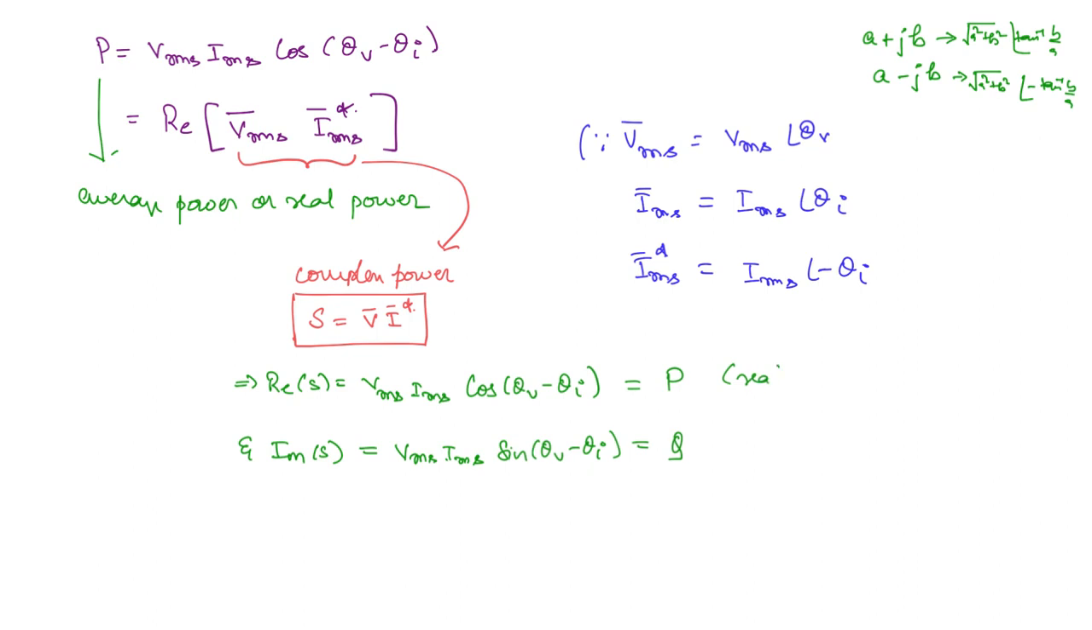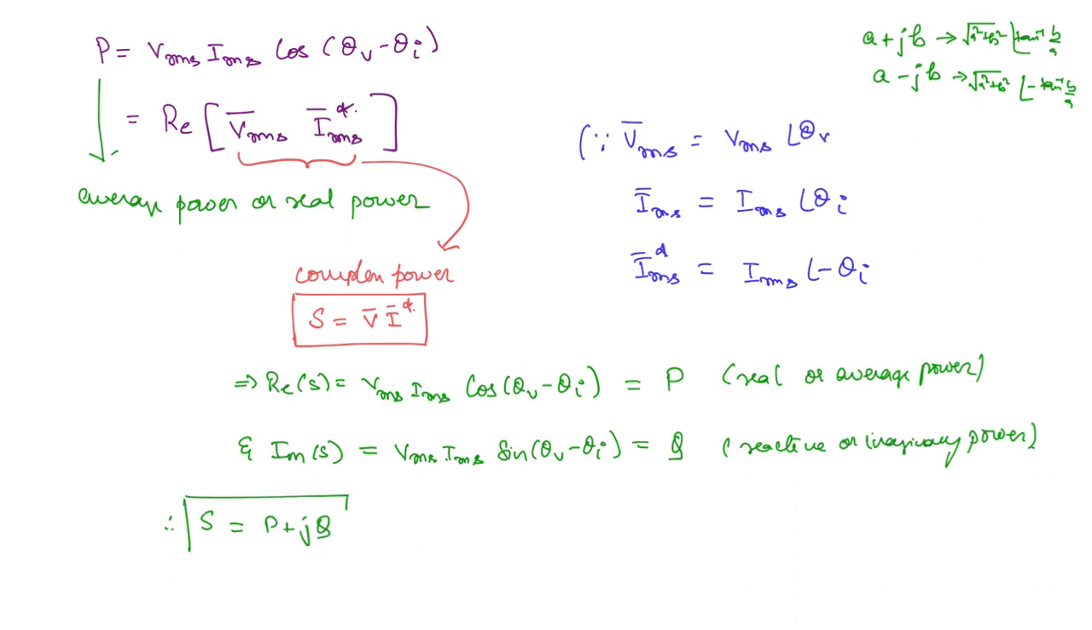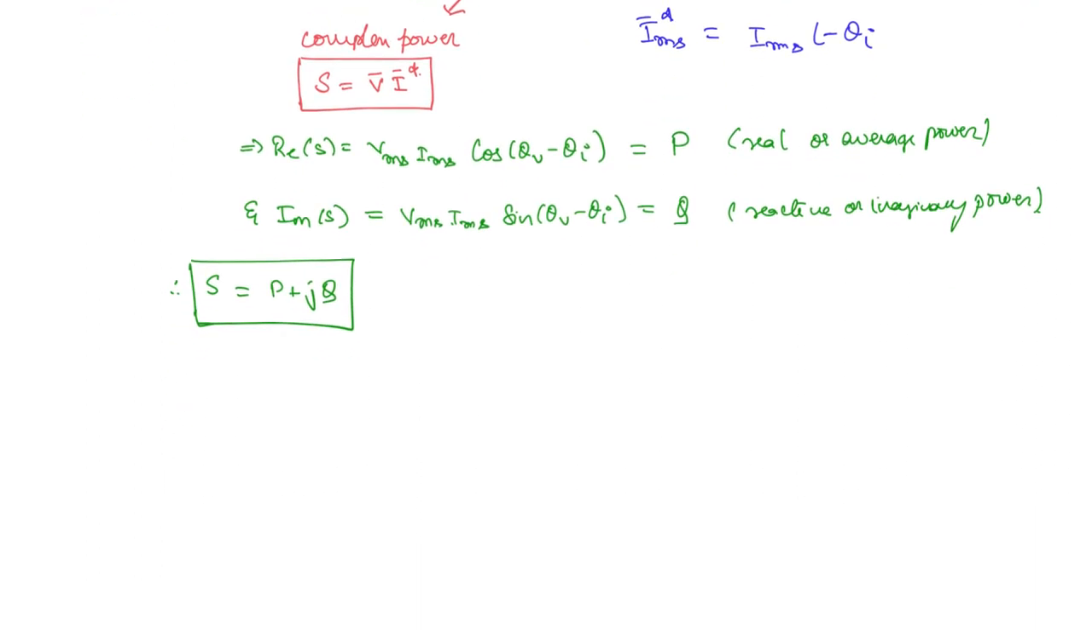So P is the real or average power, and Q is called the reactive power or the imaginary power. We often make use of the reactive power term only. So S you can write as P plus jQ. Now what about the units? We know that the unit of the average power is watts, and the symbol is W.